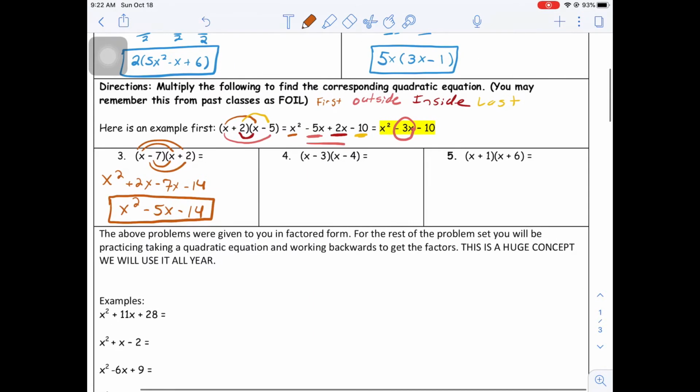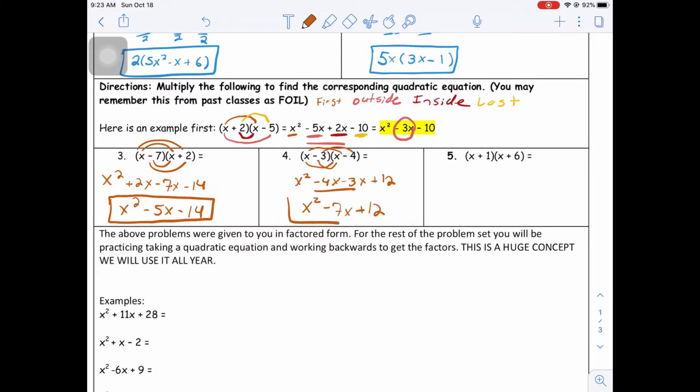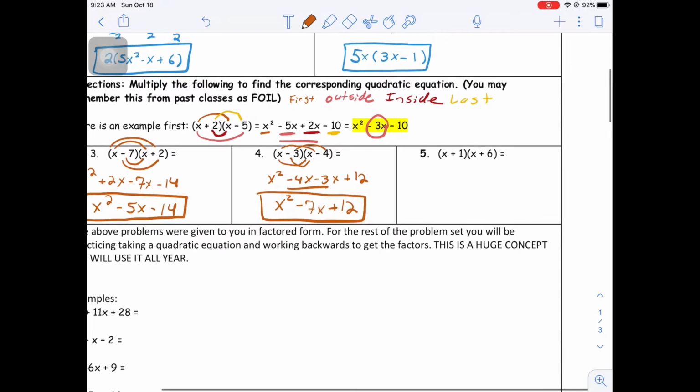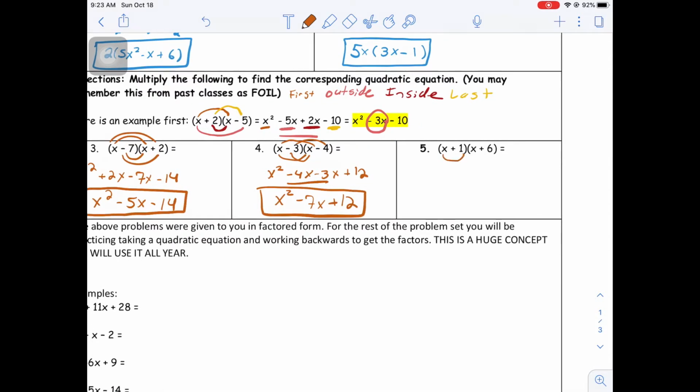Okay, number 4, same idea, right? X times x is x squared. Negative 4x, negative 3x, positive 12. Negative 3, negative 4 becomes negative 7x, so we have x squared minus 7x plus 12. And then the last one here, x times x is x squared, x times 6 is positive 6x, 1 times x is positive x, and then 1 times 6 is positive 6, so we get x squared plus 7x plus 6.